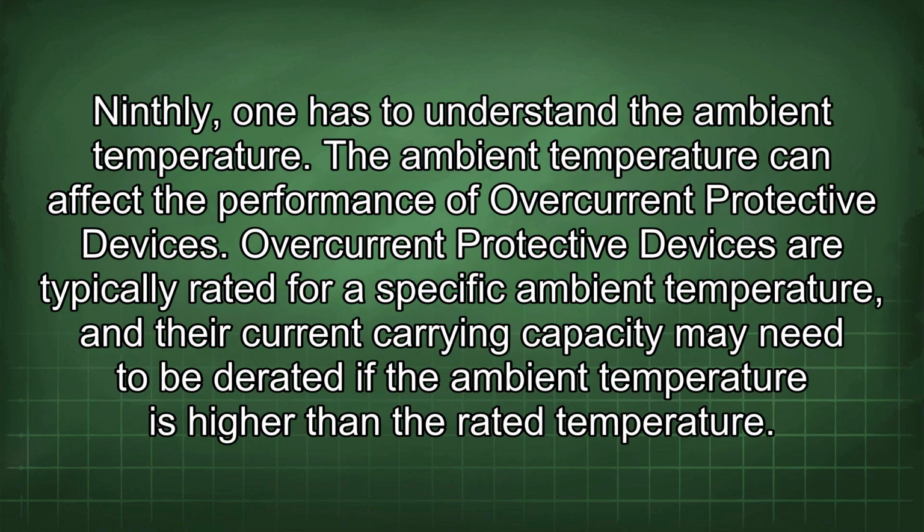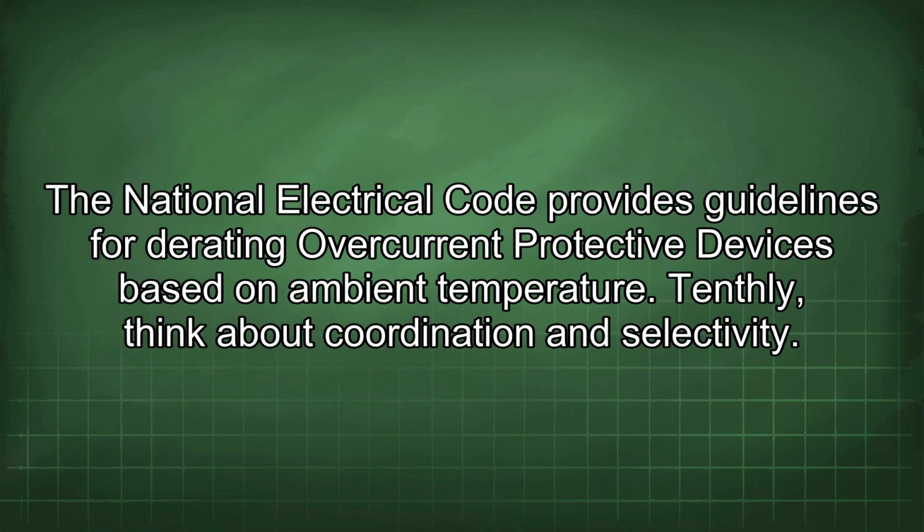Ninthly, one has to understand the ambient temperature. The ambient temperature can affect the performance of overcurrent protective devices. Overcurrent protective devices are typically rated for a specific ambient temperature, and their current carrying capacity may need to be derated if the ambient temperature is higher than the rated temperature. The National Electrical Code provides guidelines for derating overcurrent protective devices based on ambient temperature.